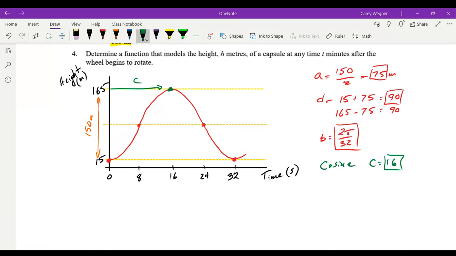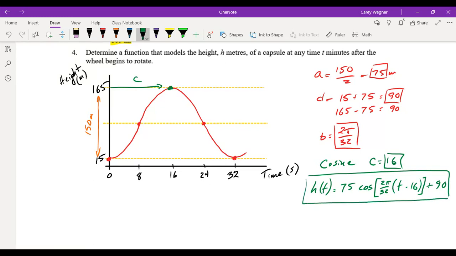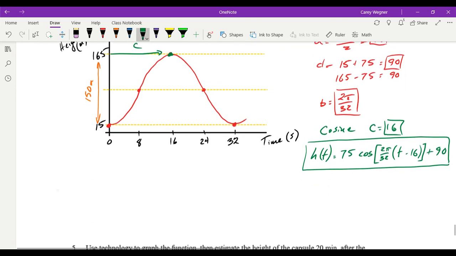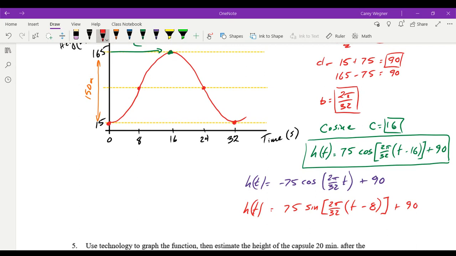And here we have one possible equation for this situation. Here are a couple other equations. So we always end up with lots of possibilities for equations we could come up with.